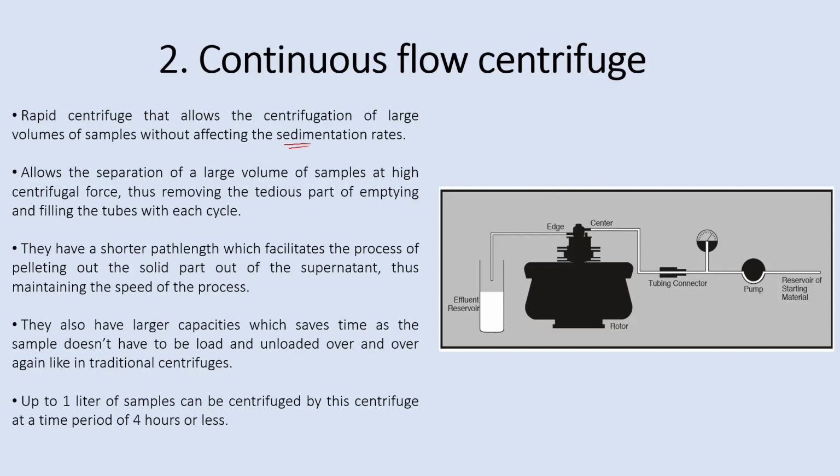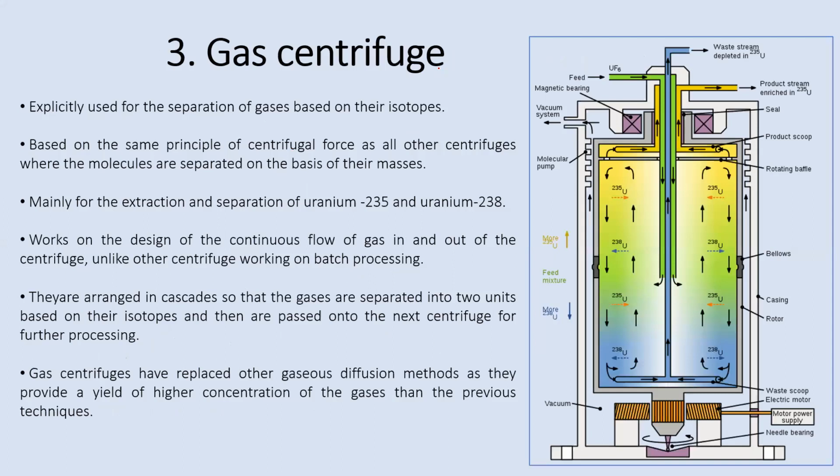But when you transfer your technology from a research lab to an industry, then you are going to work on larger volumes. So in those cases, you are going to use a continuous flow centrifuge. And in each container, in each holder, you can also put up to 1 liter of sample. And the time can be 4 hours or even less, depending upon the molecule that you are separating. There is gas centrifuge also.